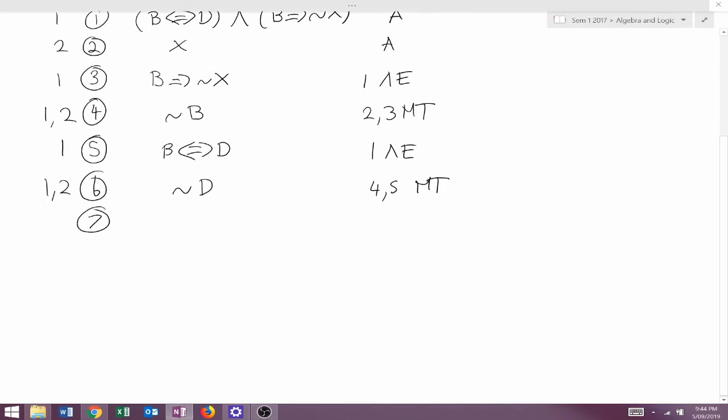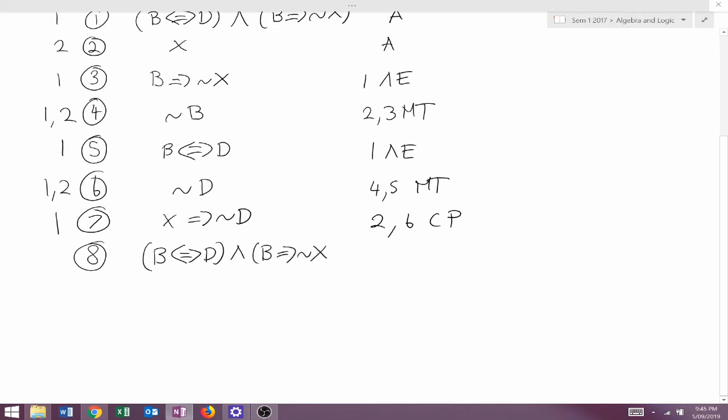In line 7, we can use lines 2 and 6 with a conditional proof, so that line 7 will depend only on line 1. Finally, at line 8, we've proved that following Commissioner Gordon's assumption, the hero Gotham needs right now is not the hero Gotham deserves. And that's the end of the proof.